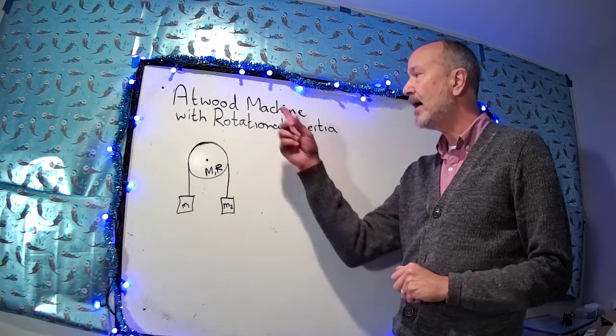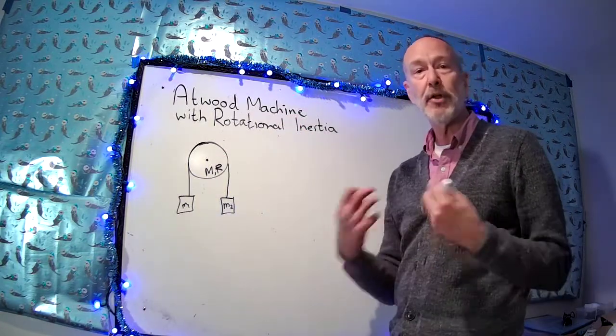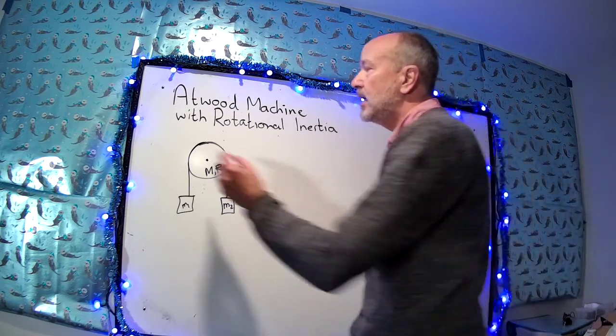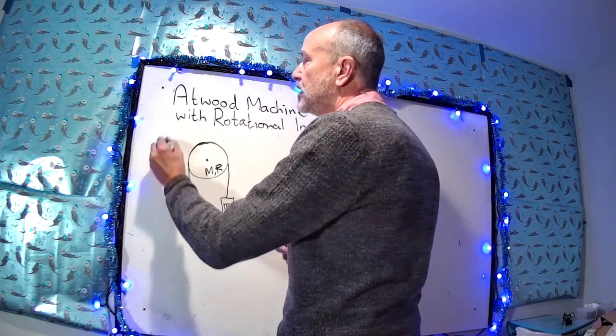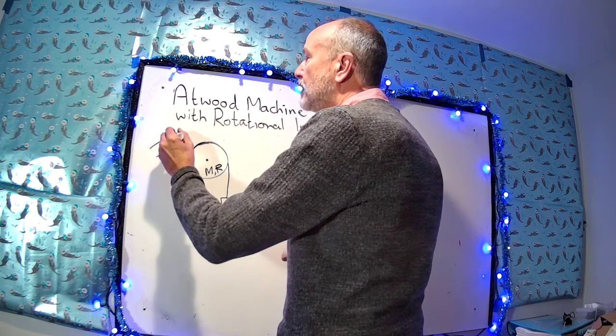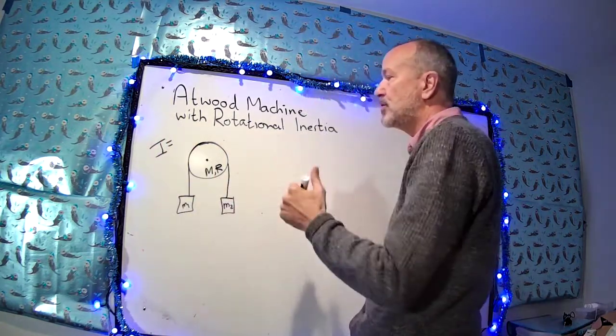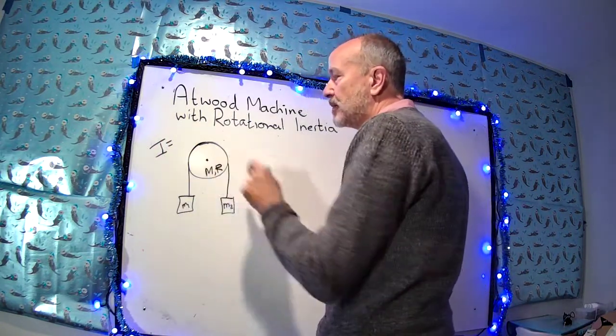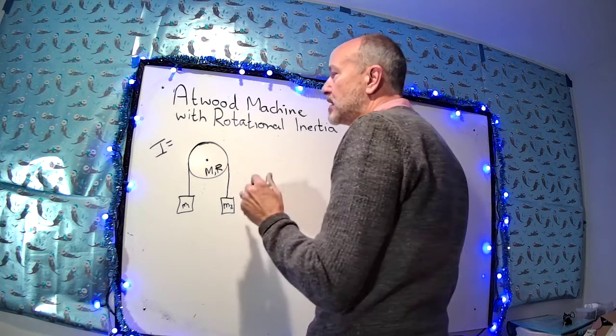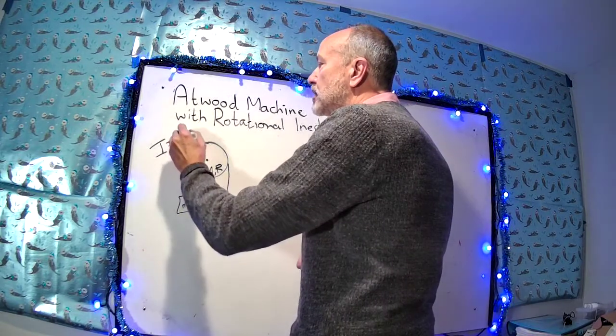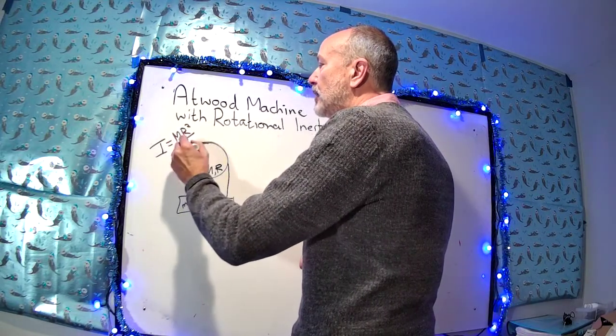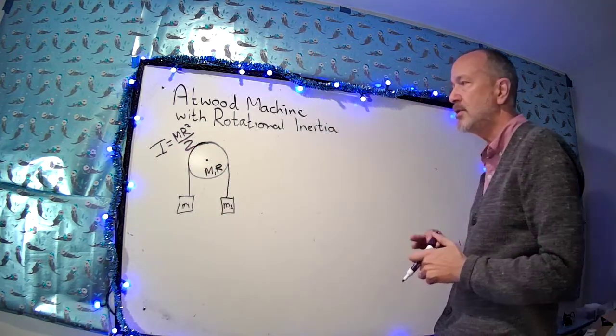I'm going to look at an Atwood machine, but this time the pulley has rotational inertia. I'm going to say the rotational inertia is still MR squared over 2, where I'm using capital M as the mass of the pulley, and the radius of the pulley is capital R. So the rotational inertia is MR squared divided by 2.